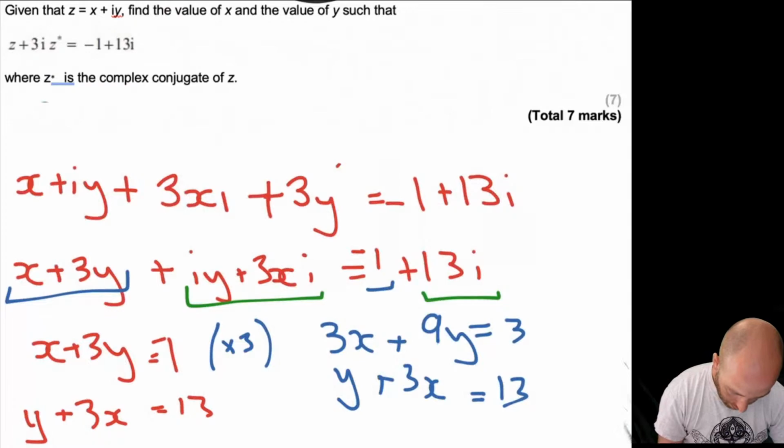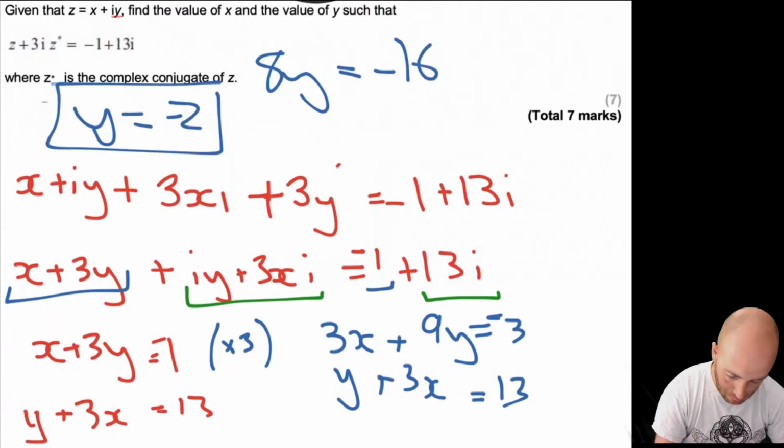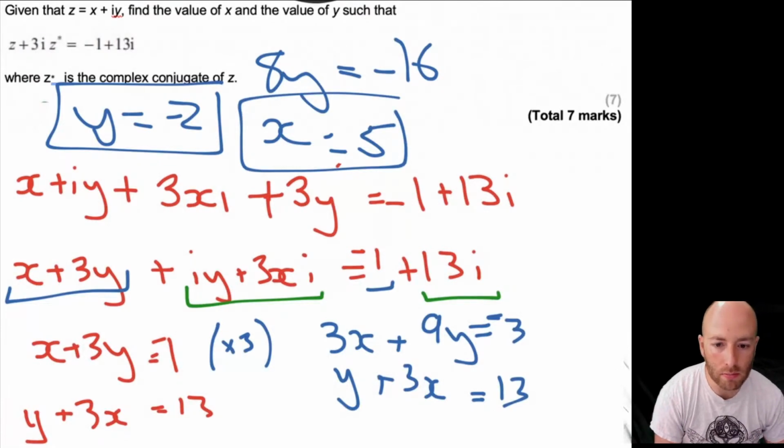That's a minus. So when I add them together, that's going to be minus 3 on the top there. So take those, and I'm going to get 8y is minus 16. So y is minus 2. Put that back in. So x is going to be x equals 5. Yeah, cool.